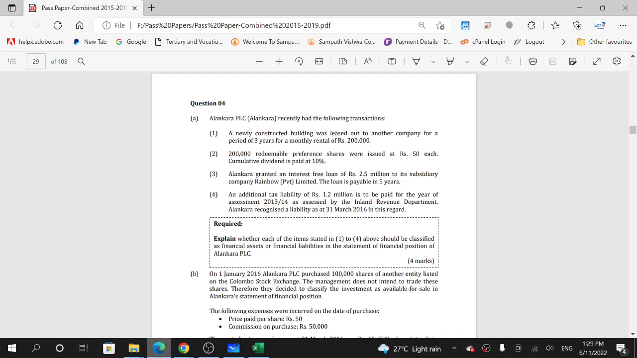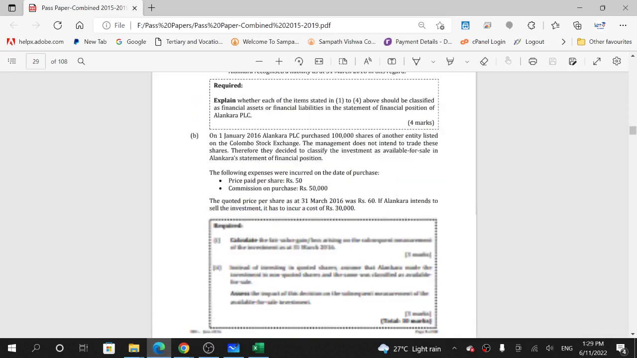Done. So we've done the first part. Right. We'll move to part 2 of the question. Read part 2 of the question. On 1st January 2016, Alankara PLC purchased 100,000 shares of another entity listed on the Colombo Stock Exchange.